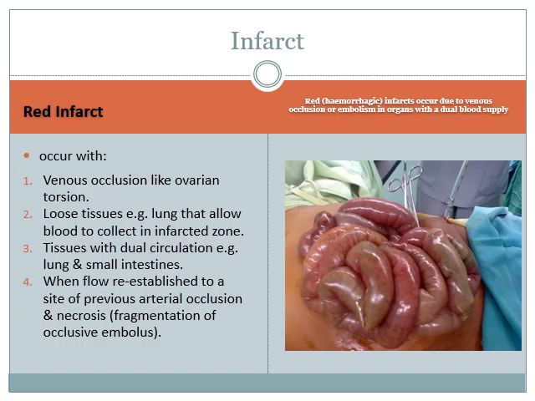بالنسبة للريد infarctions من اسمها ريد لونها أحمر أو ممكن أن أسميها hemorrhagic infarct. هنا راح تكون in cases of venous occlusions like in ovarian torsion or in case of loose tissues, example lung that allow blood to collect in infarcted zone. Also tissues with dual circulation, example also in lung and small intestine.